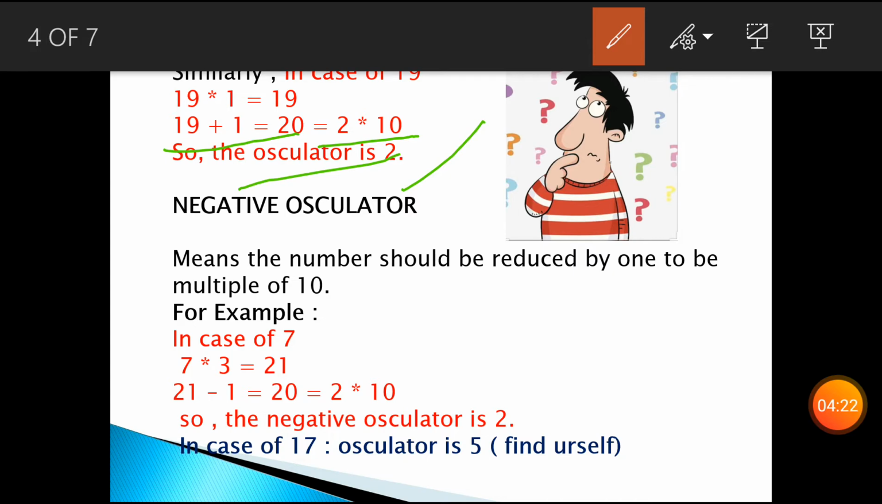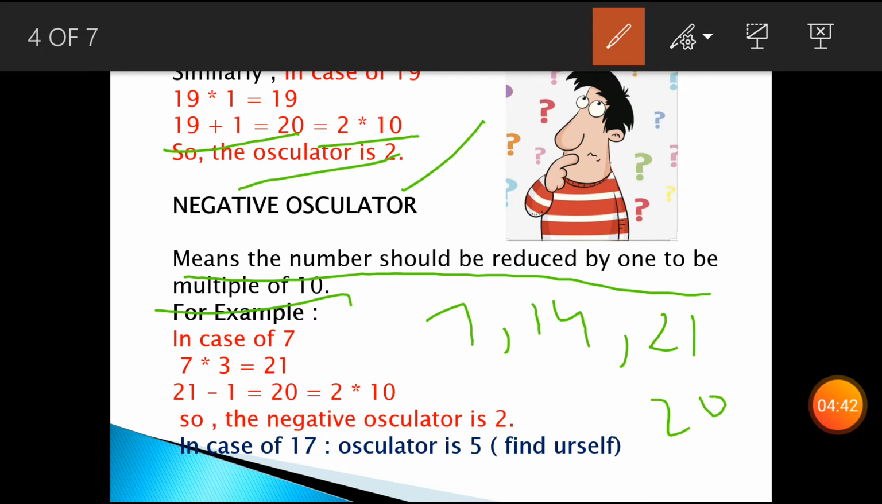Now for the negative oscillator, it means the number should be reduced by 1 to be a multiple of 10. For example, in case of 7, 7 ones are 7, 7 twos are 14, 7 threes are 21. 21 is a number from which, if we subtract 1, we will get 20. So 20 is a multiple of 10.